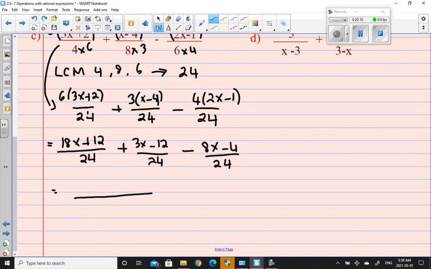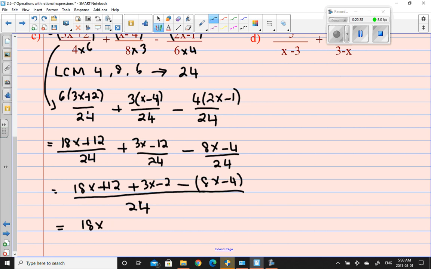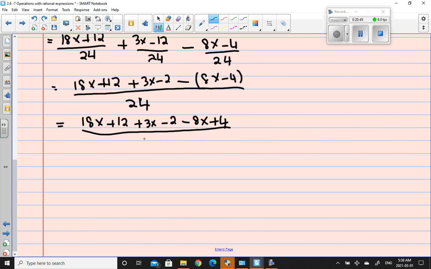So now at this point you can put them all together. You get 18x plus 12. The second one is plus 3x minus 12. The third one, remember to put in brackets because it's subtraction, so it's minus of 8x minus 4. So be very careful about those brackets when you subtract. Okay, so 18x plus 12 plus 3x minus 12 minus 8x plus 4, when I open the brackets, divided by 24.